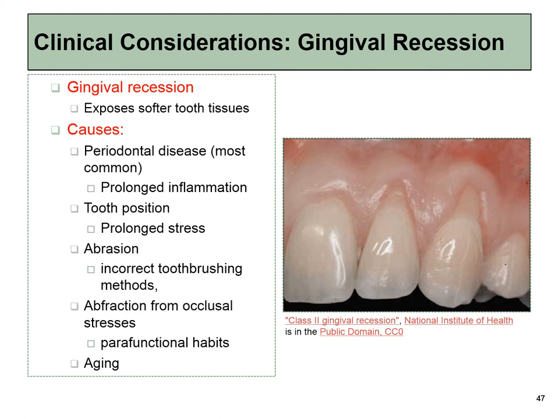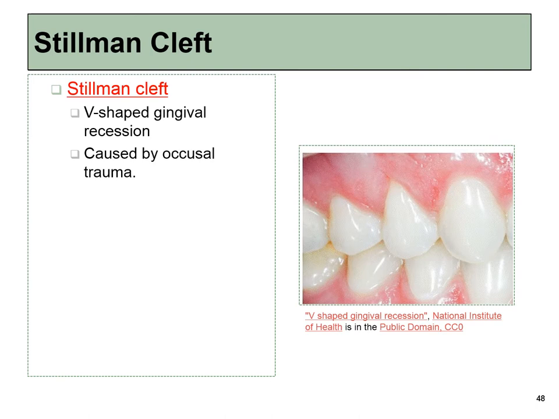When there's too much friction occurring on the gingiva, the cells may begin to die, and mitosis can't keep up with that cell death, leading to gingival recession. This can be caused by all sorts of different problems, including periodontal disease, abrasion and abfraction, and even just occurs as we get older. If gingival recession adopts a V-like shape, we would call that a Stillman cleft, and this is usually caused by occlusal trauma.